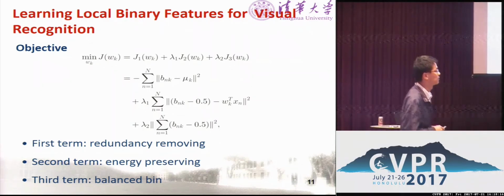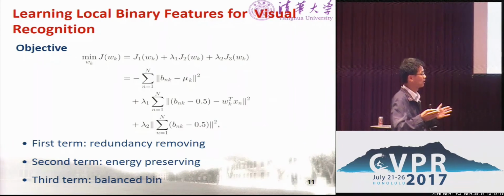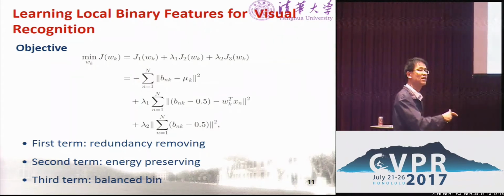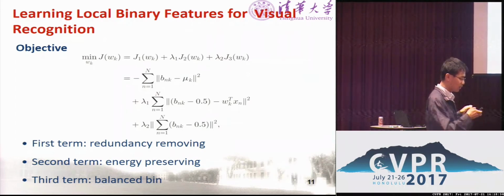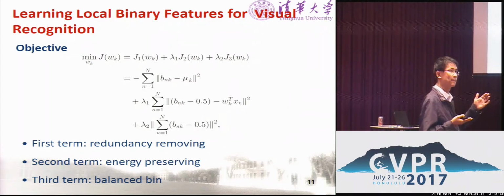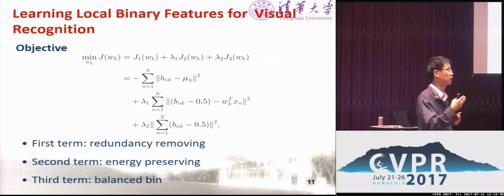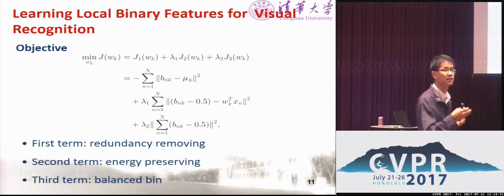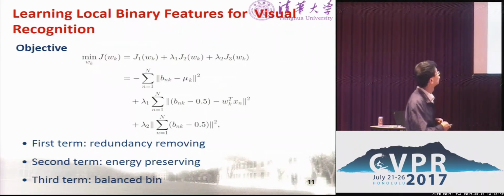What's the physical meaning of the balanced bin? For example, if we have many bins of the binary feature vector, we want to make sure that each bin is as balanced as possible. For example, if we have 1,000 patches, we expect 500 patches to have the first bit represented as 1, and the other 500 patches to be represented as 0. In this case, the first bin can contain as much discriminative information as possible. So based on these three terms, we can do the optimization.